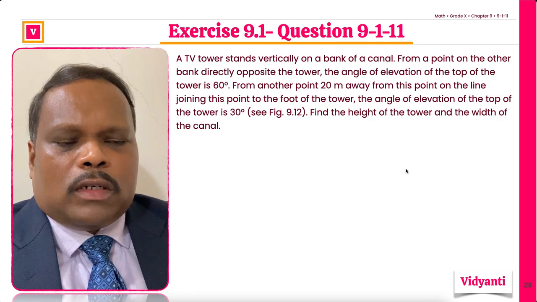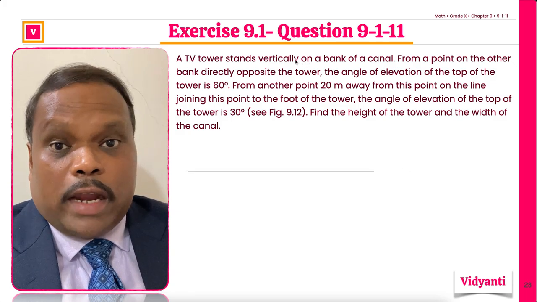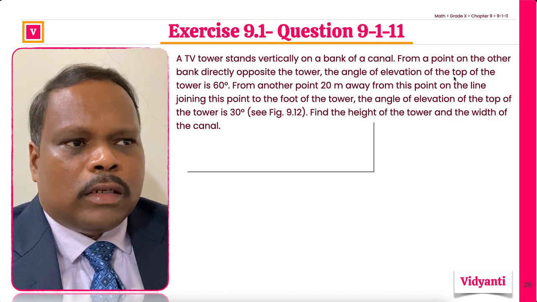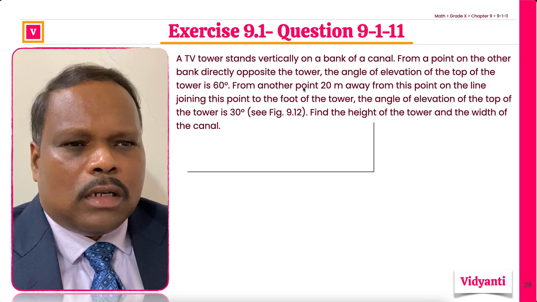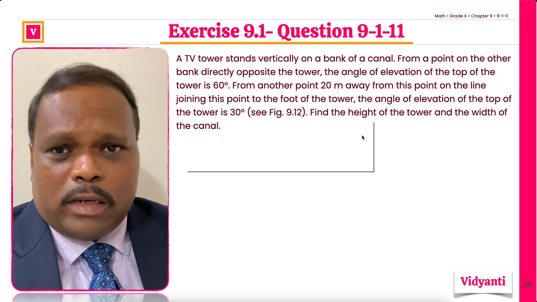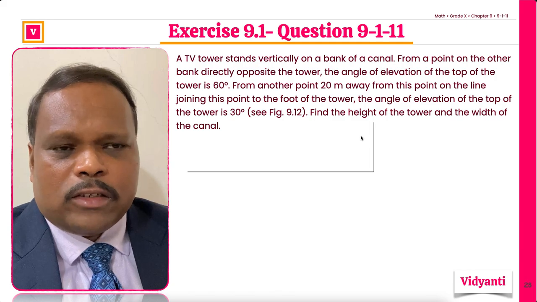A TV tower. Well, a TV tower stands vertically. That's good. On the bank of a canal. From a point on the other bank directly opposite, the angle of the top is 60. From another point 20 meters away from that point on the line, this angle is... Okay, let's see the diagram and try to make sense of it.